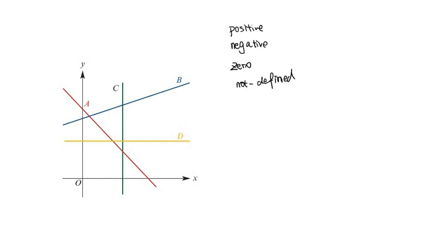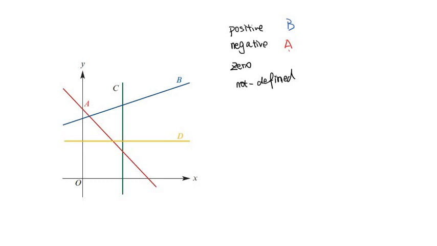We know the positive one is traveling up from left to right, and the negative one is traveling downwards from left to right. So our positive one will be line B, the blue one, and our negative gradient will be line A, the one in red.